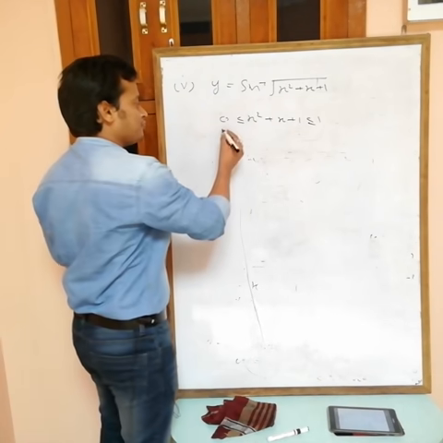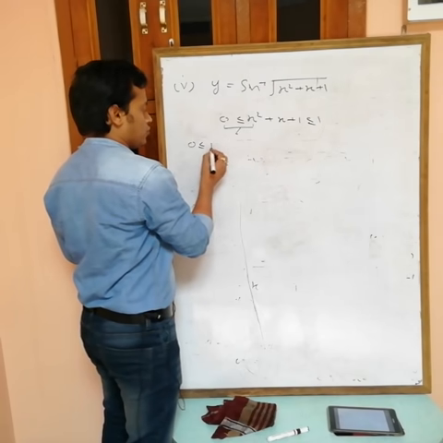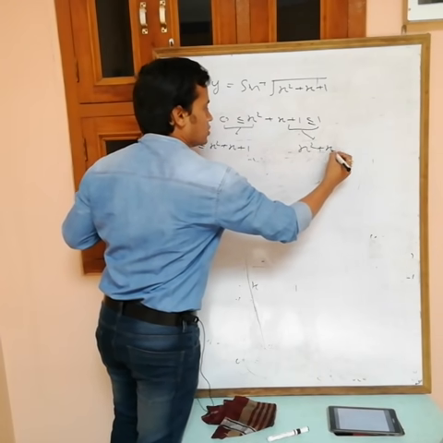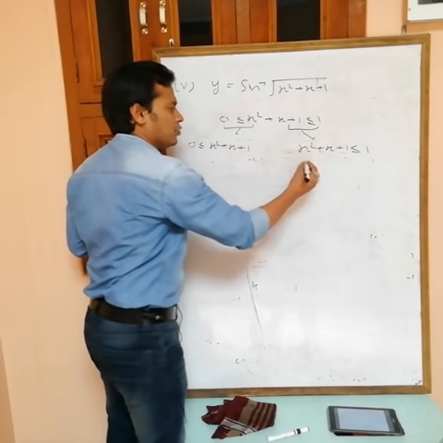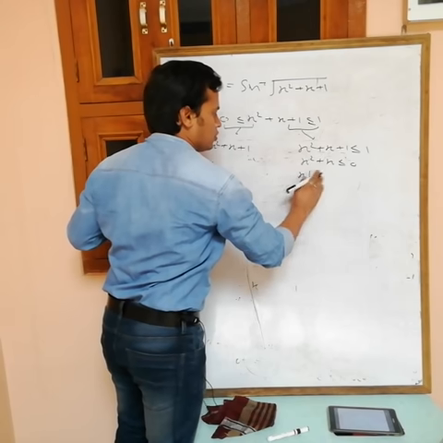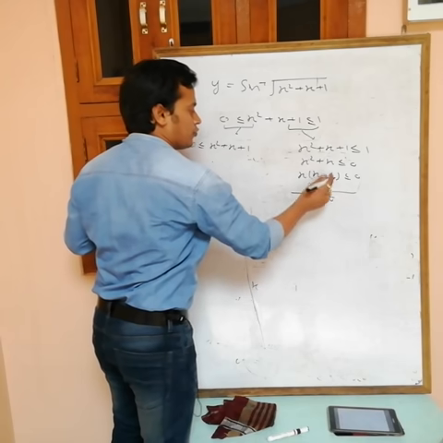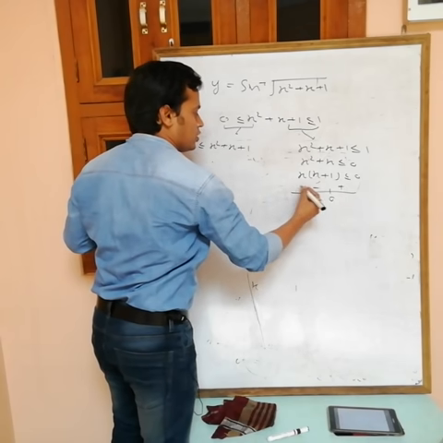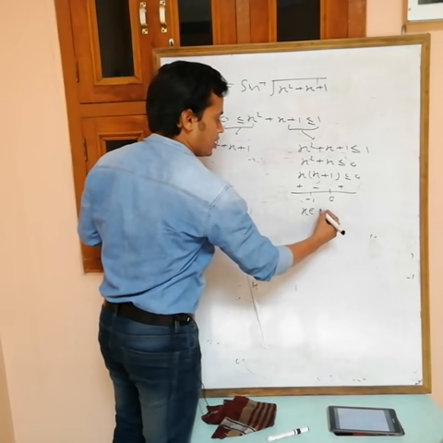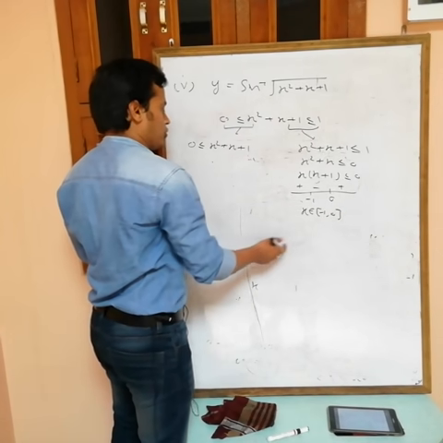Again, we have to solve both. This one is 0 less than equals to x square plus x plus 1, and this one is x square plus x plus 1 less than equals to 1. 1 cancels out. Then x square plus x less than equals to 0, x common, then x into x plus 1 less than equals to 0. Put this one equals to 0, 0. Put this one equals to 0, minus 1. Plus, minus, plus, less than equals to 0. So with the negative sign, x belongs to minus 1 to 0. Equal to, so including both.